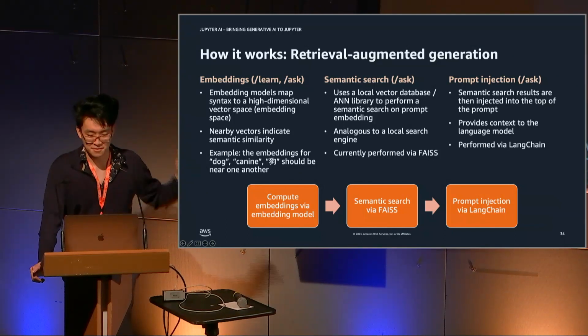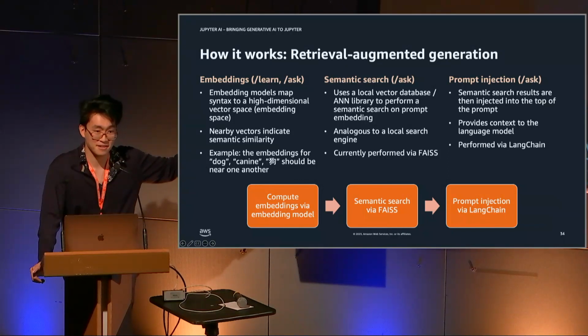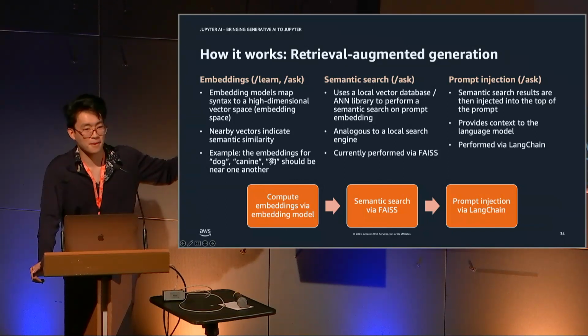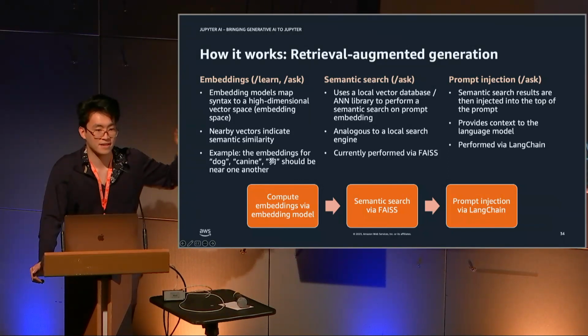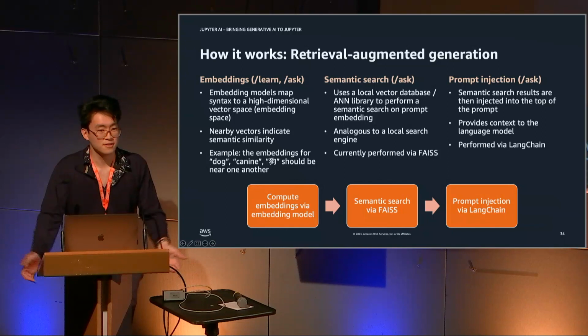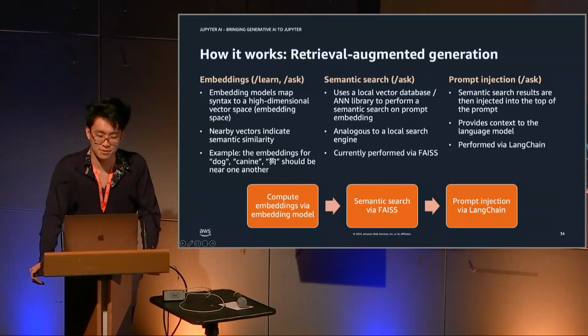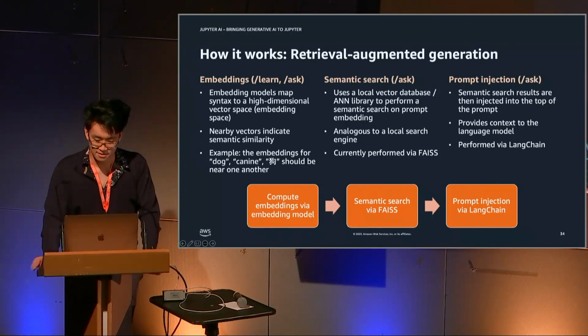So to briefly recap, right? First step, compute the embeddings via an embedding model. Then from the prompt, find all the nearest vectors, the nearest embeddings to that prompt embedding, and that gives us a list of search results. And finally, we take those search results, inject them in the top of the prompt, and all the language model has to do is just reason about it and generate a coherent response.